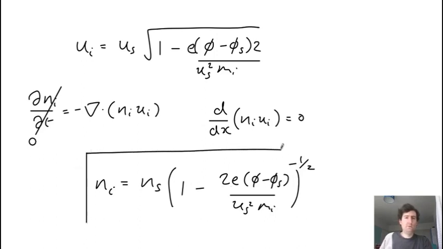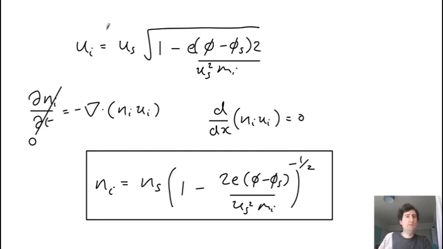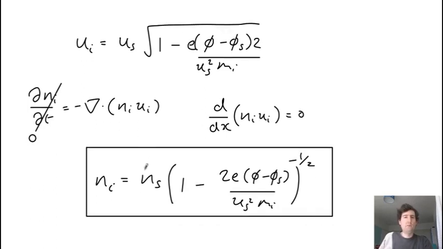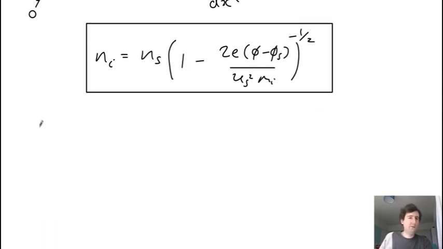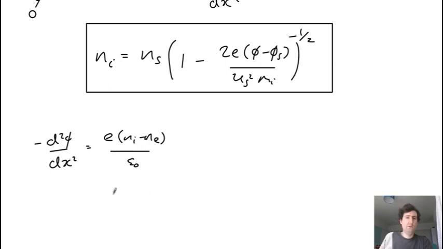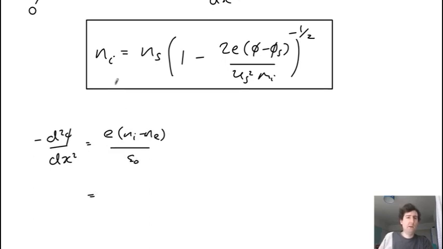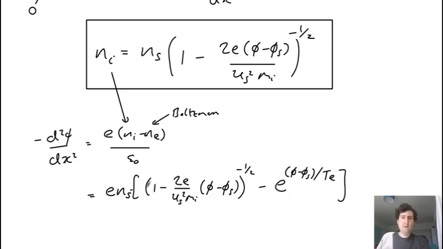And so this gives us an expression for the ion density, and that we can combine with the electron density above and Poisson's equation, and we can put them together to get an equation. So this was the charge, so e times n_i minus n_e over epsilon naught. And if you put in this n_i value here and n_e from the previous, from the Boltzmann, then we get this expression here, where this is the ion density component and that's the electron density component.